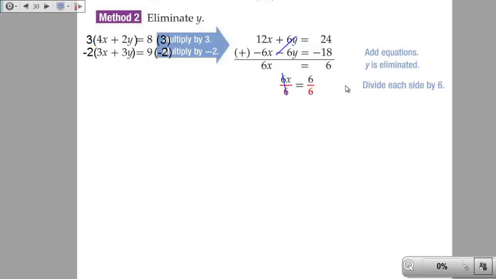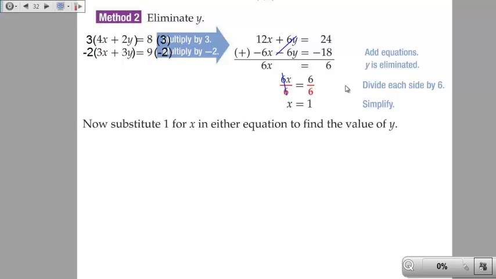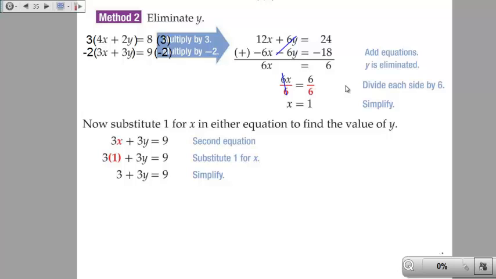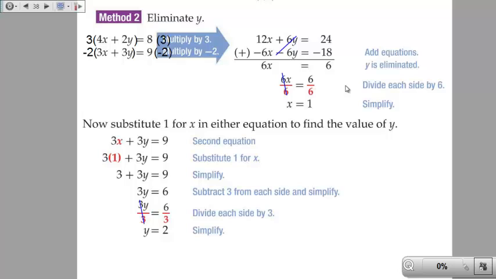Divide both sides by 6, x is equal to 1. And then of course you take that x value of 1, substitute it in for the x value of either equation, and find your y value. Take the second equation, since it has a smaller number to start with anyhow, and put 1 in your x spot. That's going to give you 3 plus 3y equals 9. Subtract 3 on both sides, leaving you 3y equal to 6. Divide both sides by 3, and what do we have? y is equal to 2.